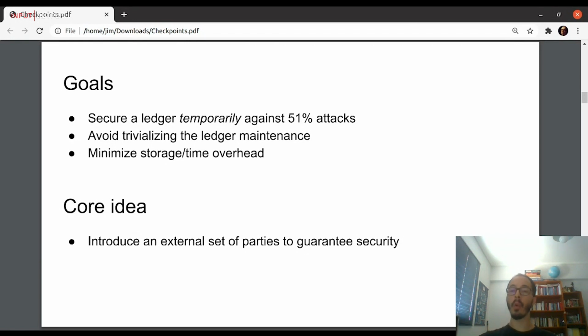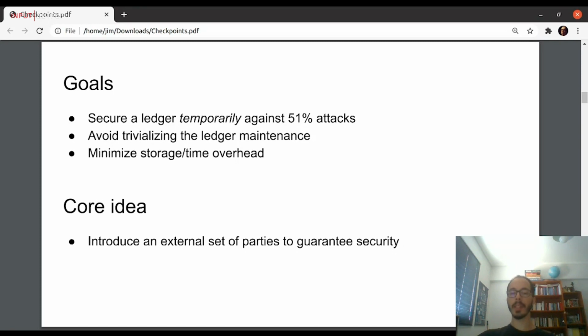We don't want to take all the power from the miners and put it to the checkpointing functionality. We want the checkpointing functionality to do the bare minimum such that the ledger is secure. And finally, we want a good performance. We want to minimize both the storage and the time overhead that checkpointing introduces into the system.